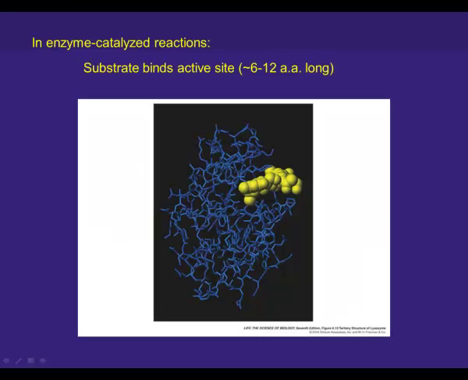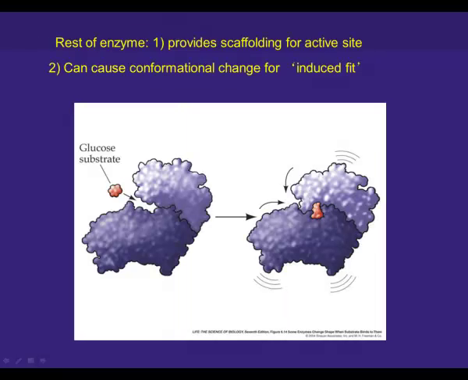The substrate can't bind just anywhere along an enzyme. It binds to a very specific region with a specific shape, and this region is called the active site. Active sites range from approximately 6 to 12 amino acids in length. You might then be wondering what the rest of the enzyme is for. It provides the scaffolding, that is, it holds up the active site, or sometimes it can change shape, undergoing what we call a conformational change to bring two substrates together in what's called an induced fit.